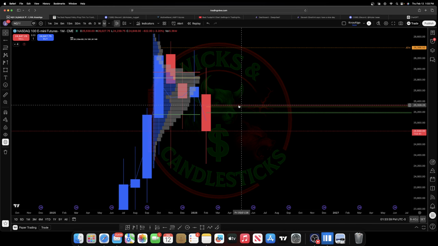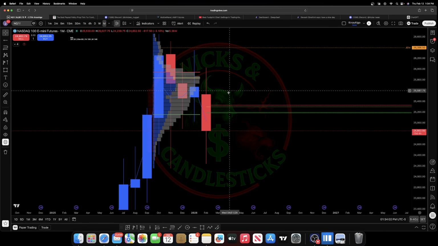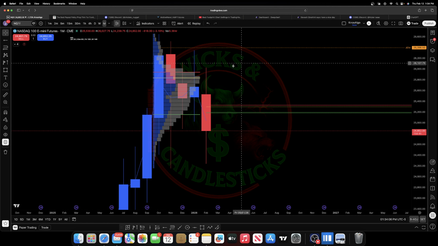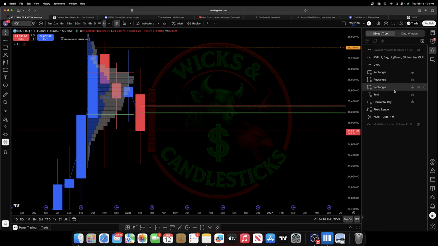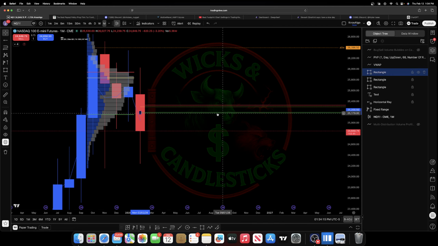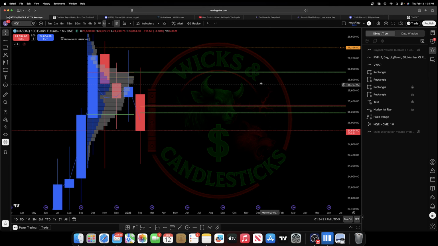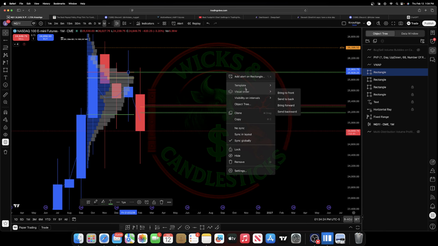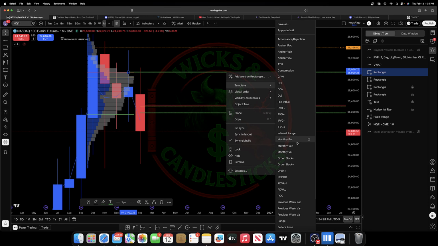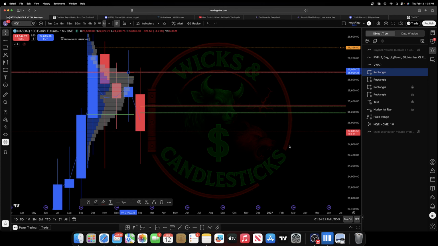And so from here, again, I will copy this. Why won't it copy? Because I locked it. That's why. Let me unlock this. So from here, I really like when levels are really close. It just makes them that much stronger. So I want to mark this as the monthly value area high.